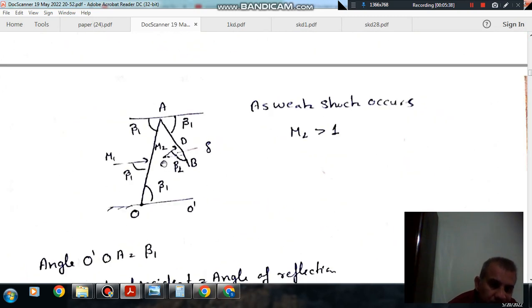Okay. So after the oblique shock, this stream gets deflection, and the deflection is caused by angle delta, so beta 2 will be more than beta 1, because this is your beta 1.